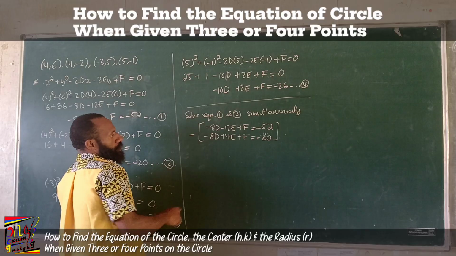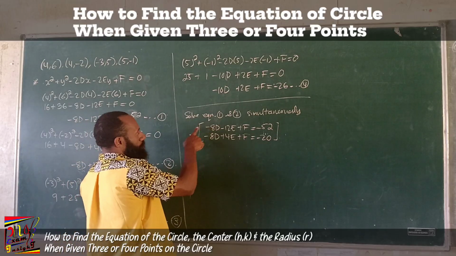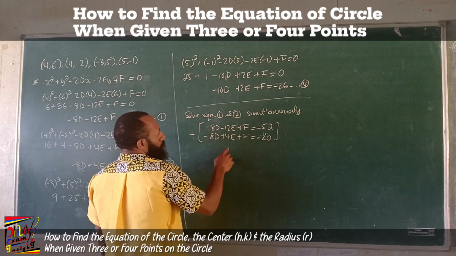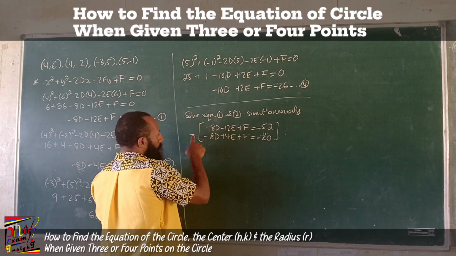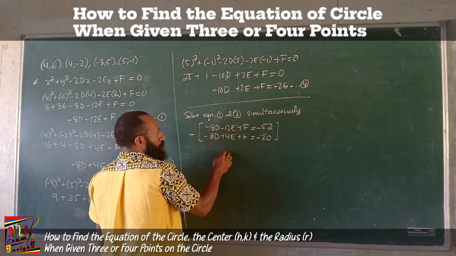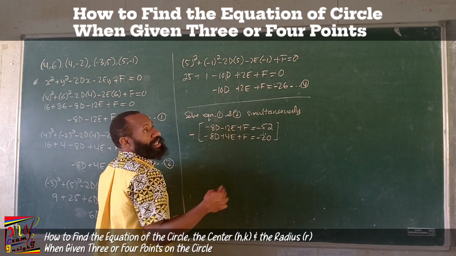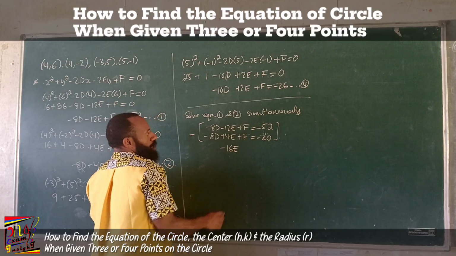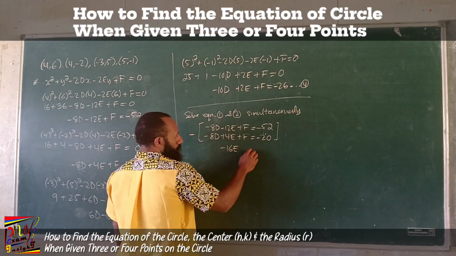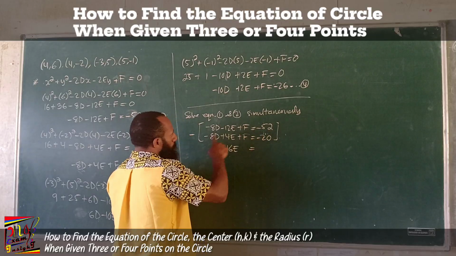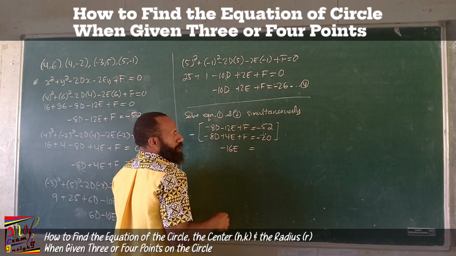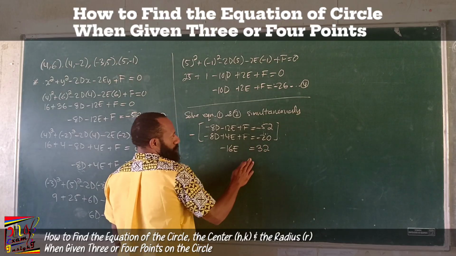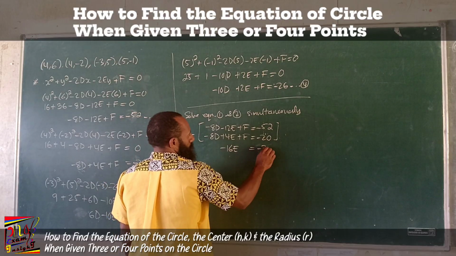So here. Minus 8D minus minus 8D is 0. Okay, it's 0. Good. Minus 12E minus 4E is minus 16E. Good. F minus F is 0. Minus 52 minus 20, that's 22. No, it's 32.